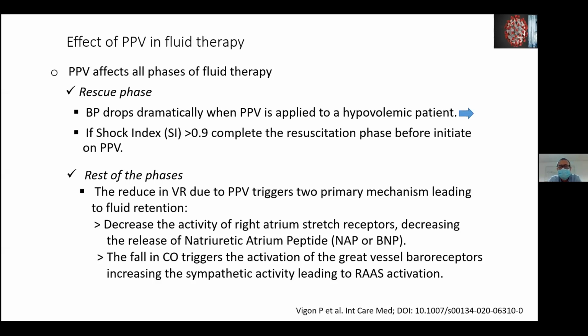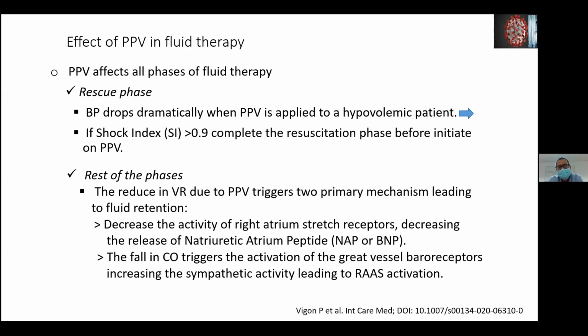But when there is hypovolemia, that mechanism is inhibited because there is no volume. It means it's not going to release natriuretic peptide. That's why in ventilated patients, there is a tendency of fluid retention, because as well, the cardiac output drops.